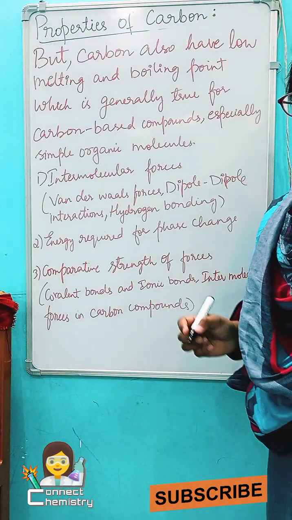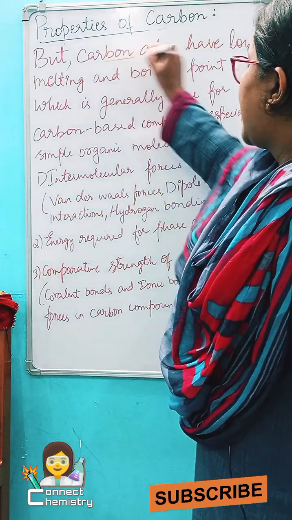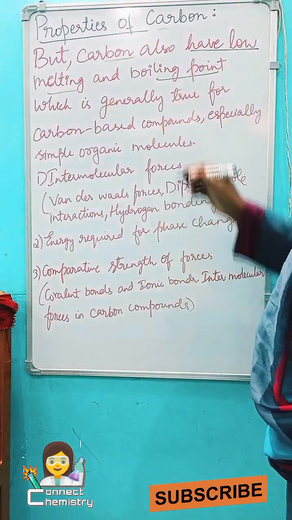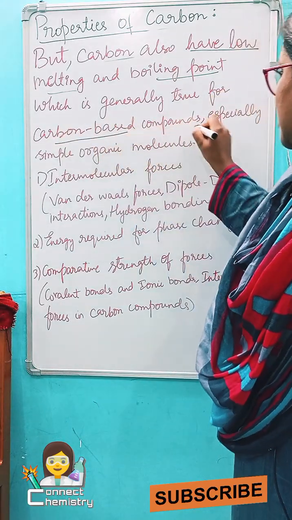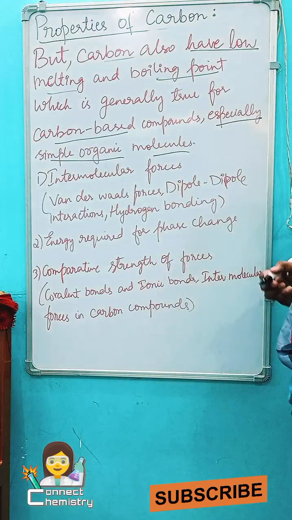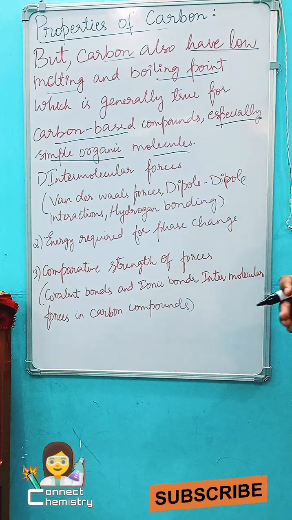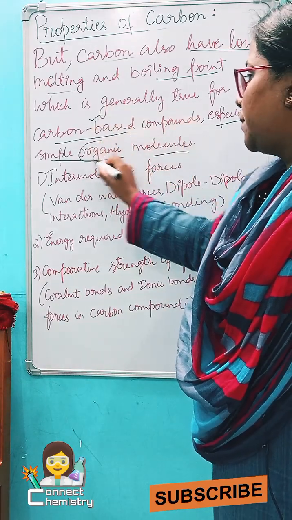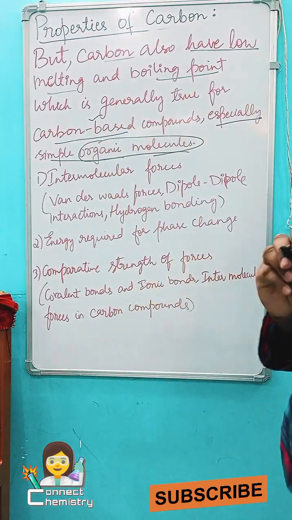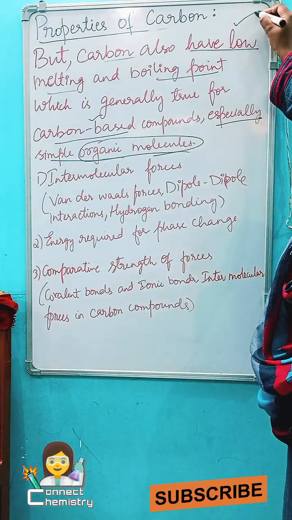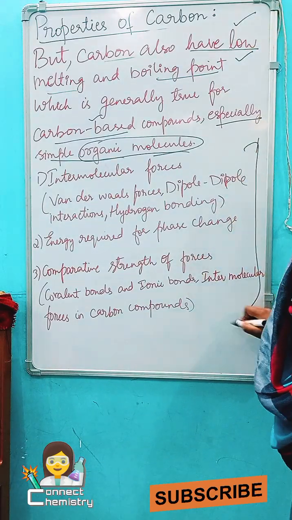There is another statement which says that carbon has a low melting point and boiling point, which is generally true for carbon-based compounds, especially simple organic molecules. So carbon-based compounds, the simple organic molecules, have low melting and boiling points. These are the reasons why.